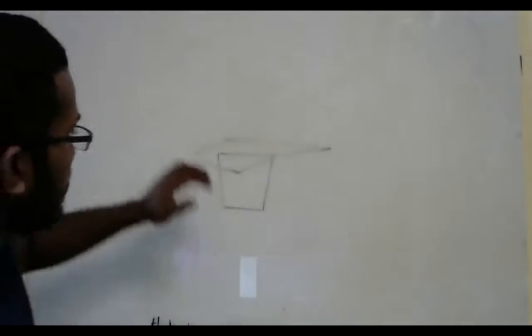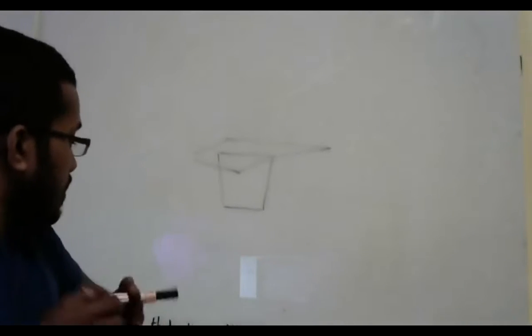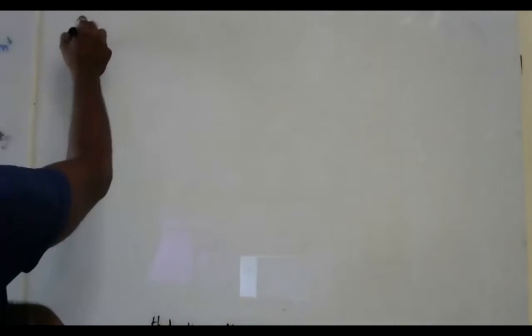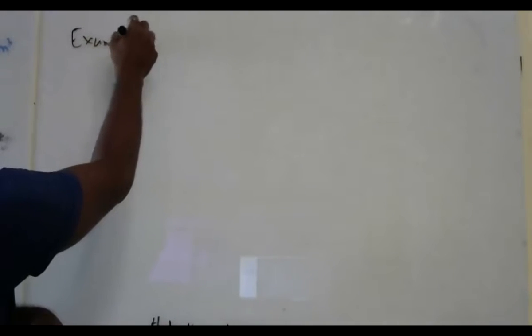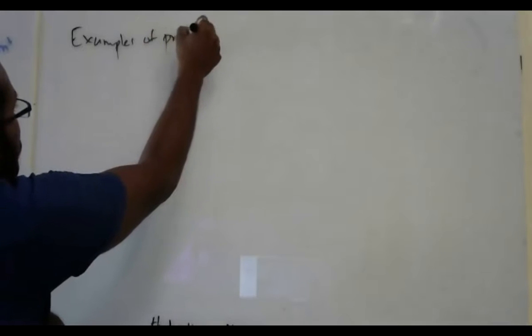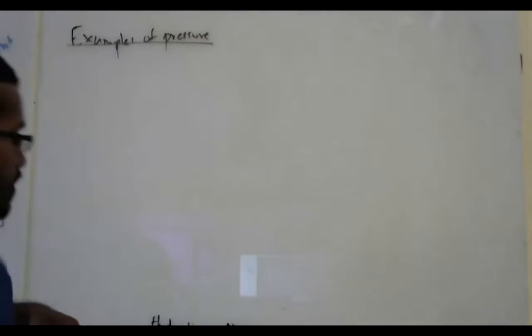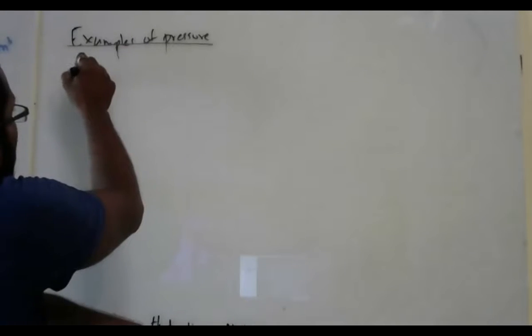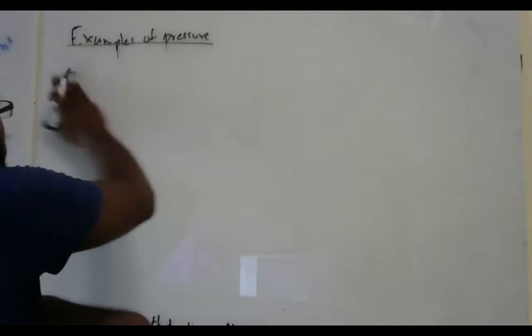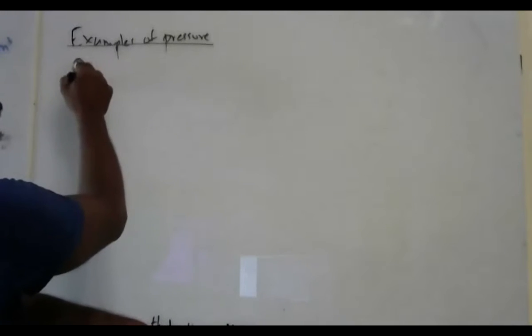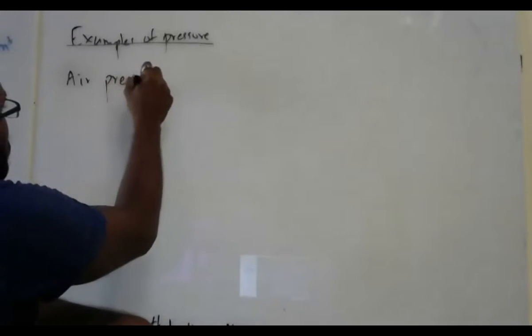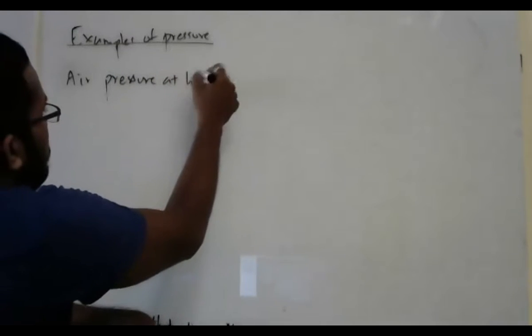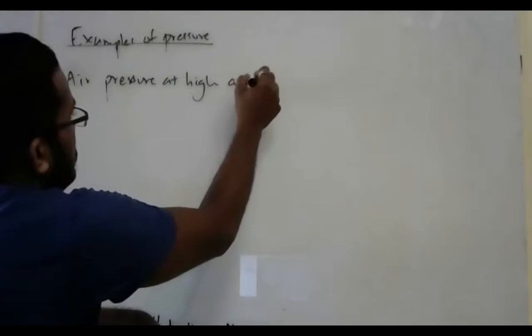Anyway, sorry, let's not get too distracted here. So first, we'll do the necessary thing. Examples of pressure. Number one is altitude. That means air pressure. Air pressure at high altitudes.